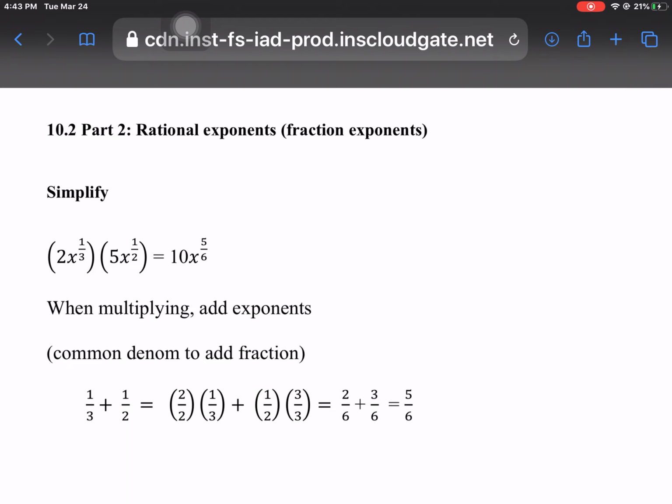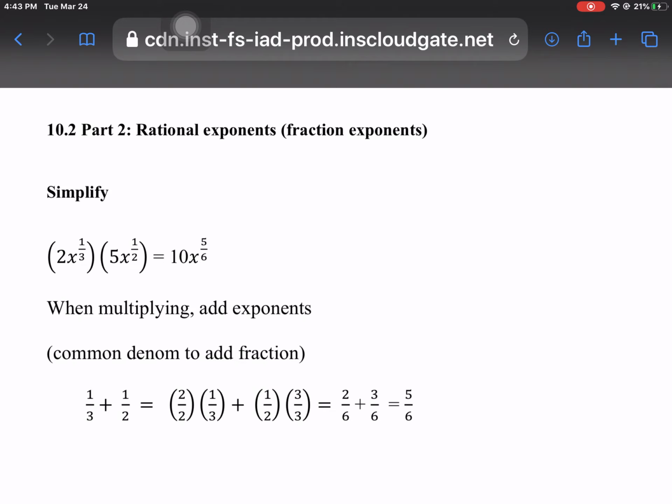So first we start off by multiplying just the regular numbers. The 2 times 5 equals the 10. When we multiply, we add the exponents. So we need to add the 1/3 and add the 1/2. When we add fractions, we have to have a common denominator.